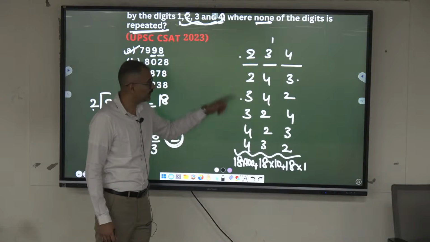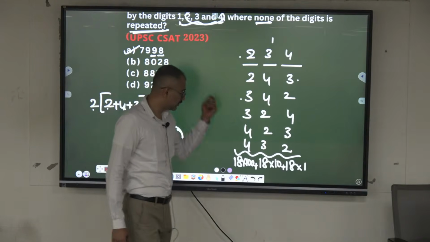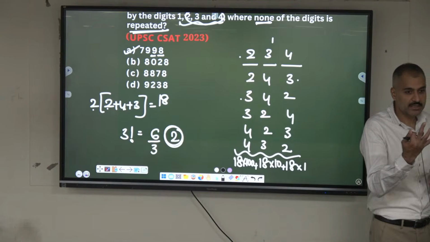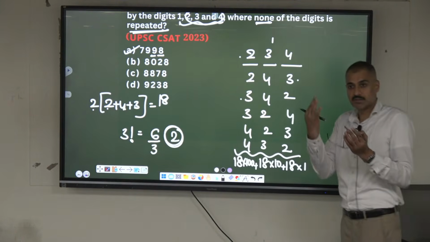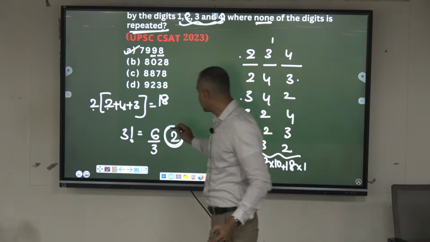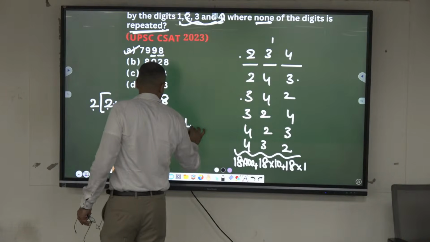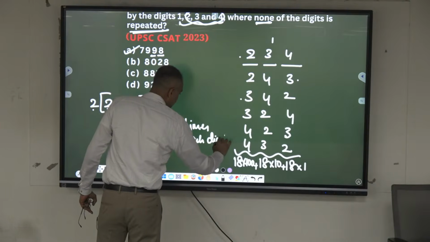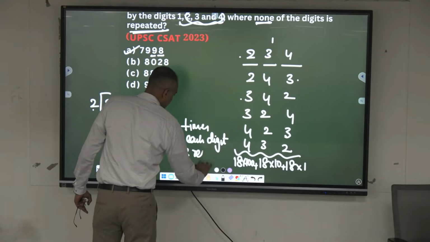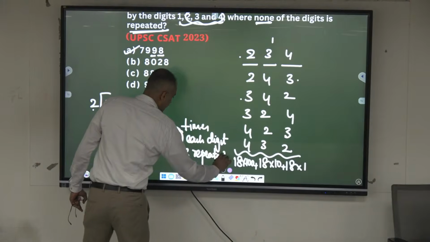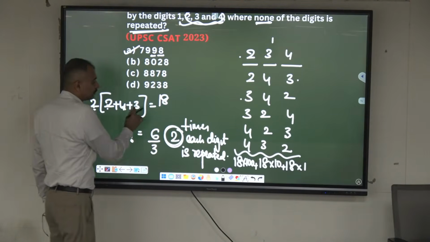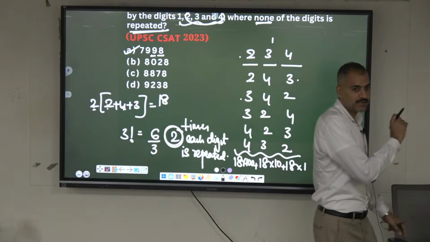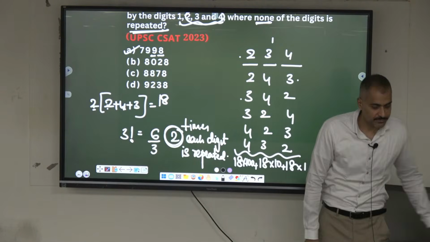Understood? He might give you different numbers, a 4-digit number. Follow this one. 3 digits, 6 ways you can arrange. Since 3 digits, 6 ways, 2 times repetition, each digit is repeated 2 times. Hence their sum becomes 2 times 2, 2 times 4, 2 times 3, that is 18. Every column 18, 18, 18. Ones place, tens place, hundreds place, 1000 is the thousands place.